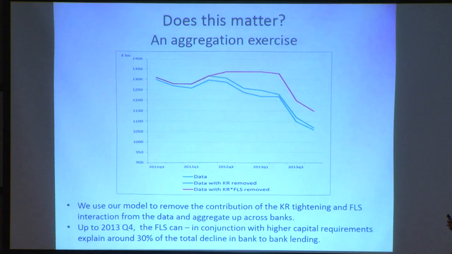So in this exercise, we use the estimates of our model to remove the contribution of capital requirement tightening and the FLS interaction from the data, and we aggregate up across banks. In practice, that means the blue line is the actual data, and in the green line, we remove the impact of increased capital requirements, and then in the red line, we in addition remove the effect of the interaction factors, the capital requirements and the FLS.